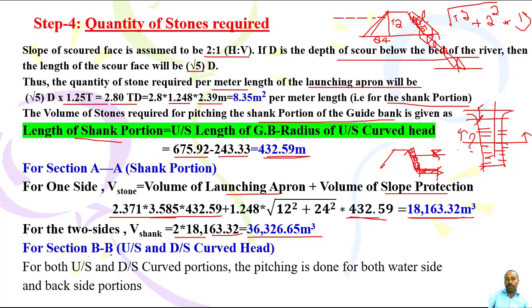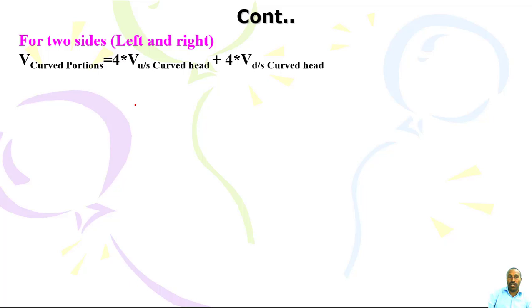And for section BB, which is on the curved portion, you have the curved portion of the guide bank here or here. How many curves do we have? 4 curves, upstream and downstream. So for both upstream and downstream curved portions, the pitching is done on both the water side and the backside of the curved portion, because it may overtop and then it may take some materials. So let's see, for the two sides, left and right, the volume of the curved portion.